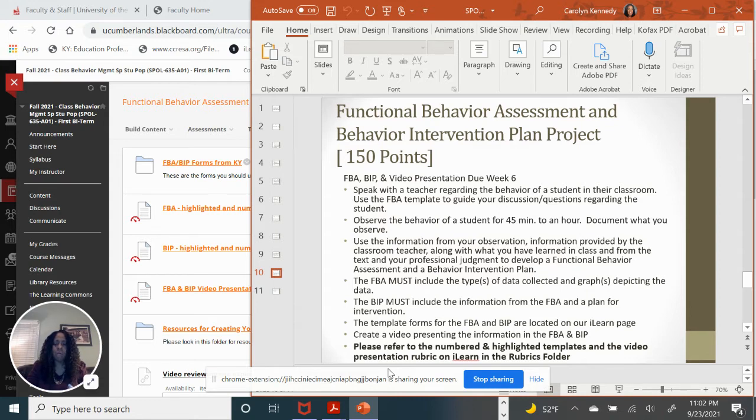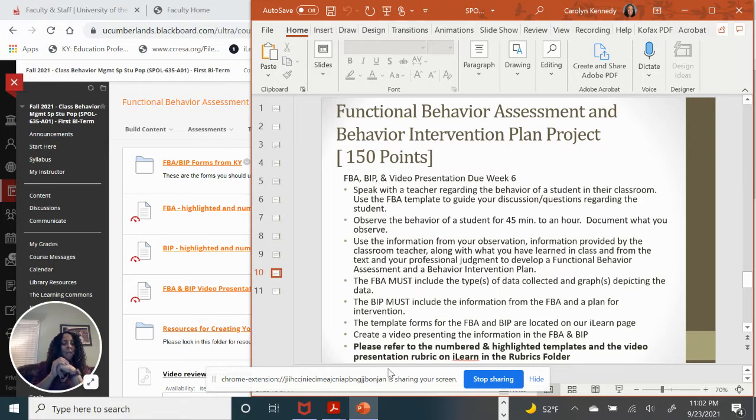and the information provided by the classroom teacher, along with what you've learned in this class and from your text and your professional judgment, to develop an FBA, functional behavior assessment, and a behavior intervention plan. The two go together. So a lot of the information in your FBA is repeated in the BIP. A lot of that information then is repeated.